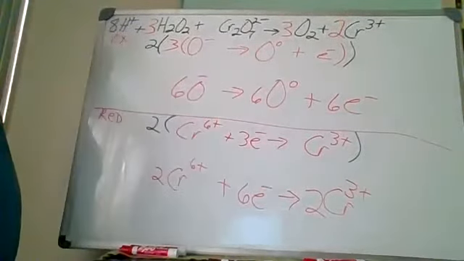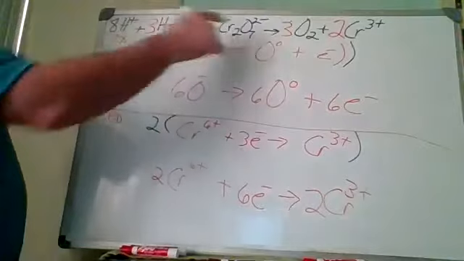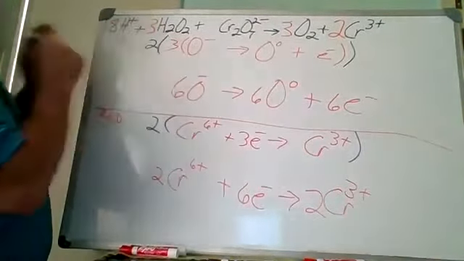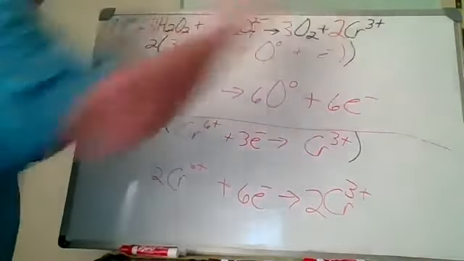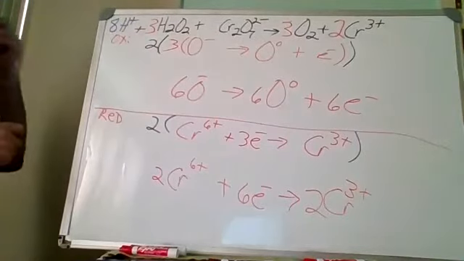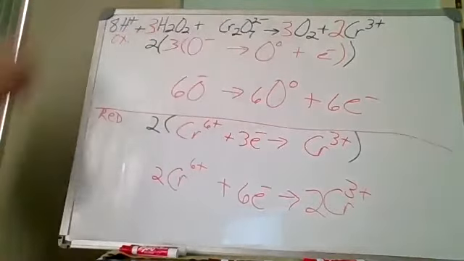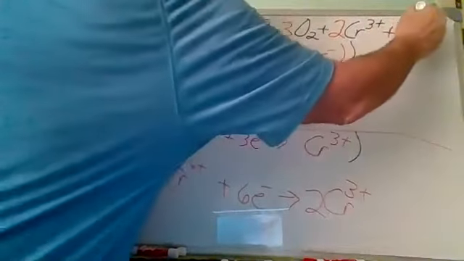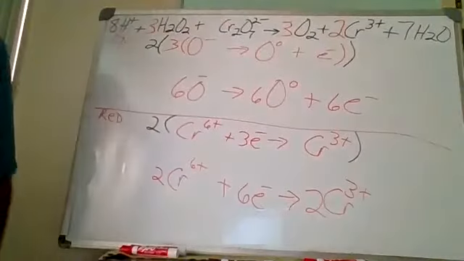And I have 6 more hydrogens here. I also have these 7 oxygens. So let's see, 8 hydrogens and 6 hydrogens there is 14 hydrogens. I have 14 hydrogens and 7 oxygens that are not accounted for on the product side. 14 hydrogens and 7 oxygens add up to 7 water molecules.